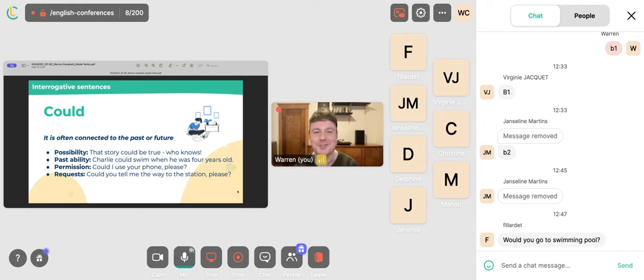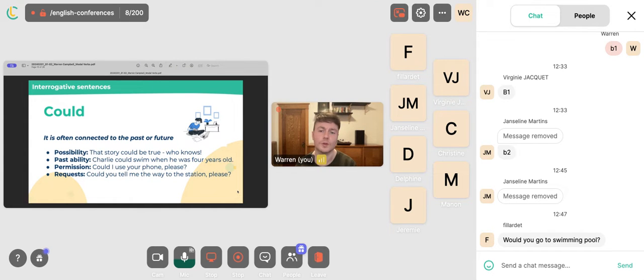The next one here, could. So, could is often connected to the past or future. Quite often we recognize could as being the past version of can. Not always does this work, but sometimes, yes. And yes, we can use could to talk about the future as well.